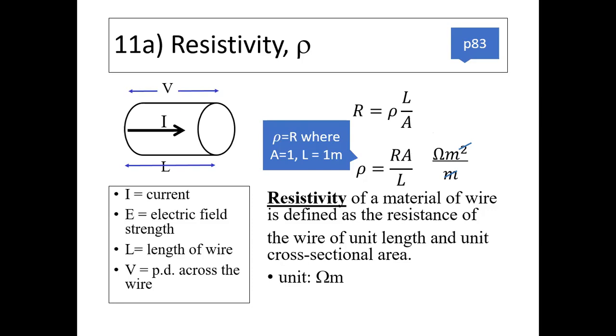That's a short form to remember it. Resistivity is R, and area equals 1. L is 1 also. Okay, now page 83 in your notes.